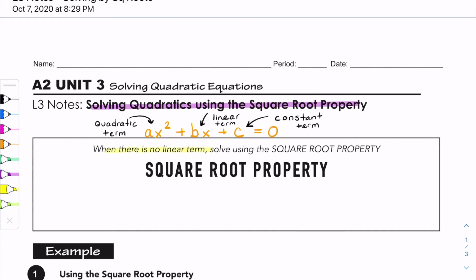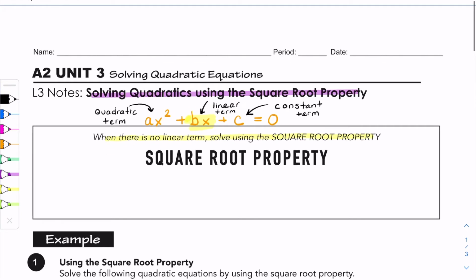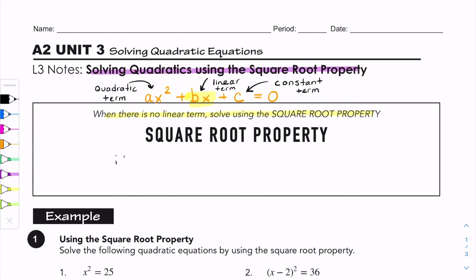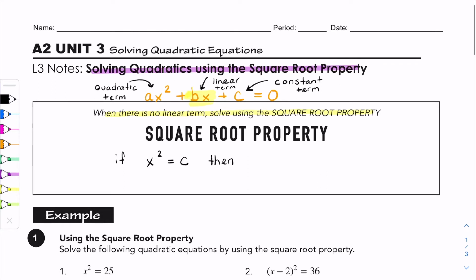So when there is no linear term, that would be this term right here, you want to solve using the square root property. The notation for the square root property says that if x squared is equal to c, then you can take the square root of both sides like so, and you're left with the answer x is equal to positive or negative square root of c. Solving this using the square root property will always yield two solutions.